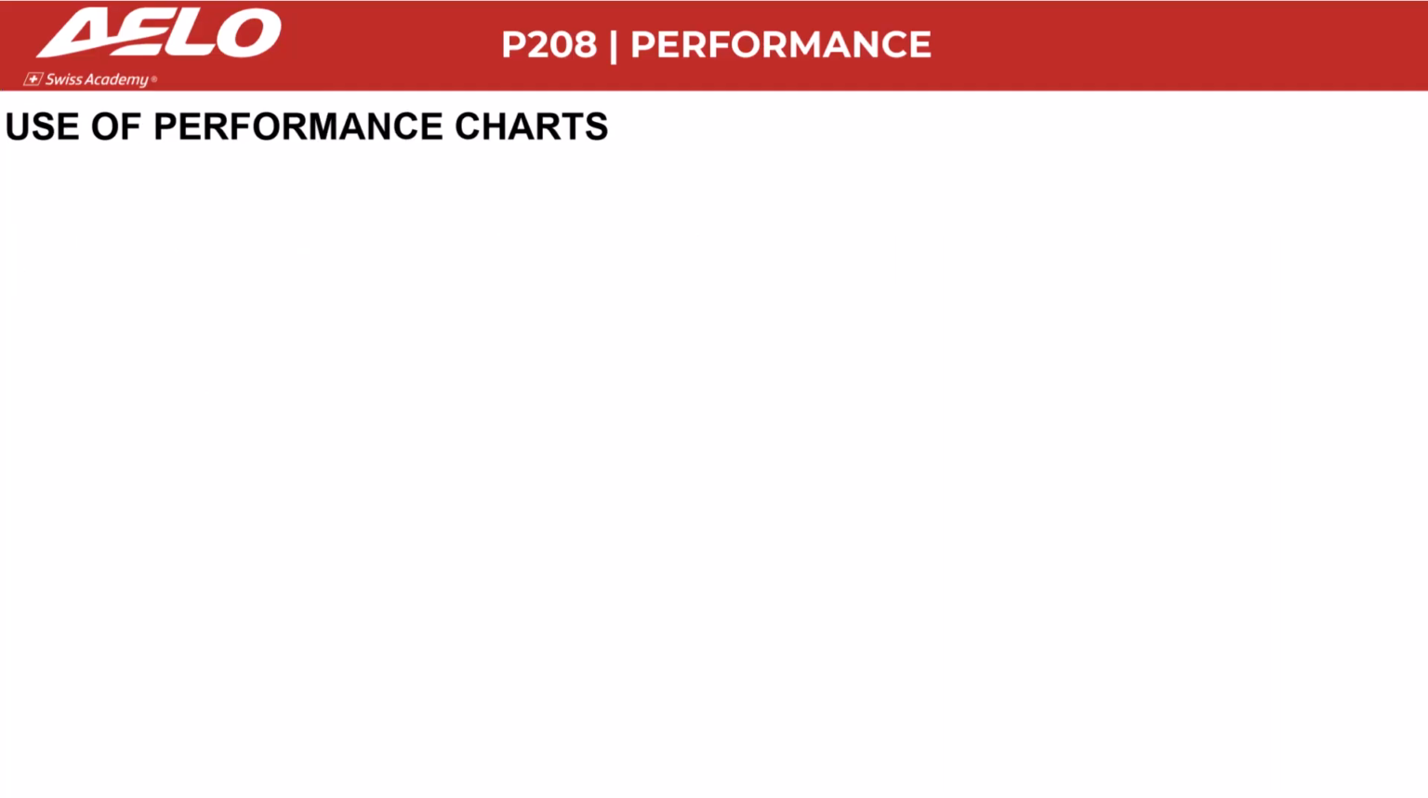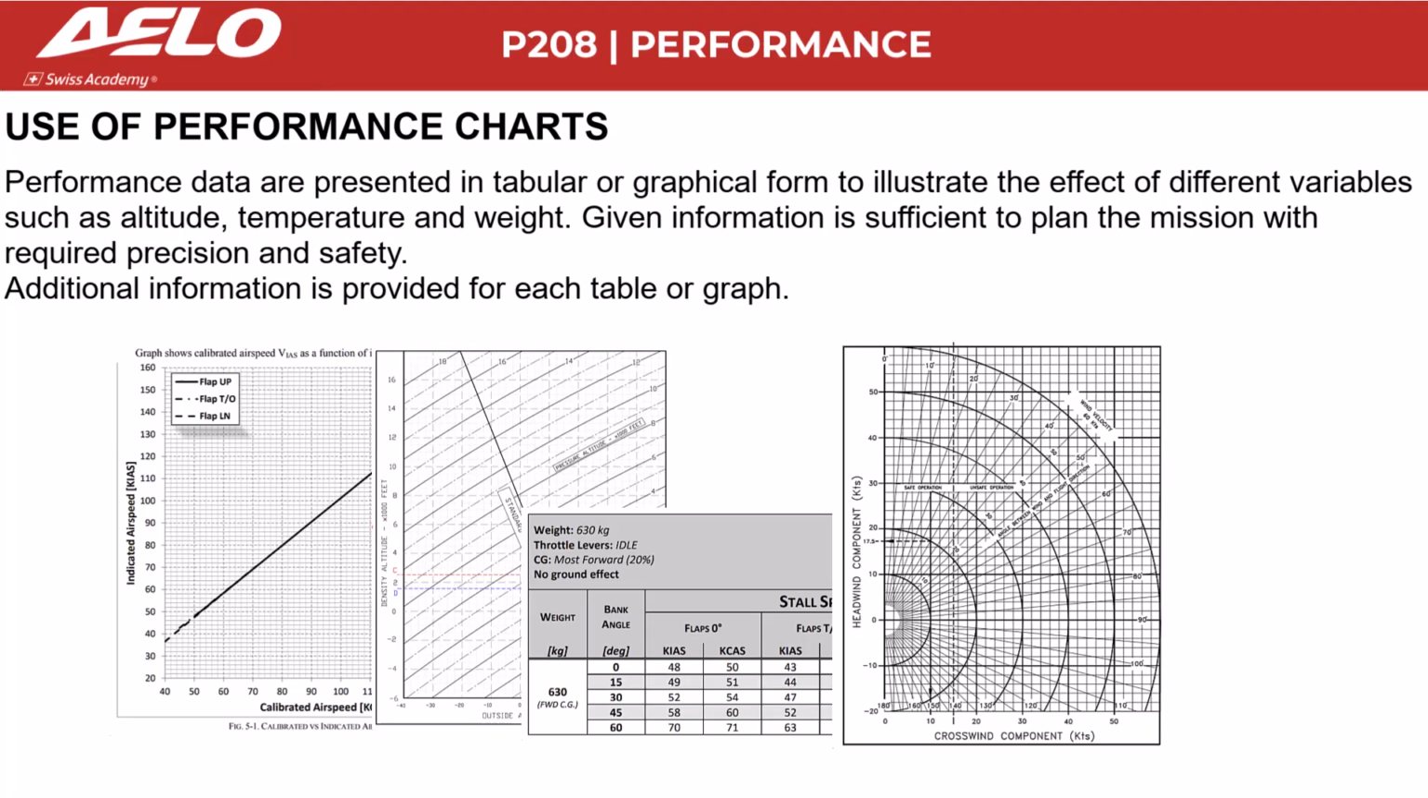Use of performance chart. Performance data are presented in tabular or graphical form to illustrate the effect of different variables such as altitude, temperature, and weight. Given information is sufficient to plan the mission with required precision and safety. Additional information is provided for each table or graph.